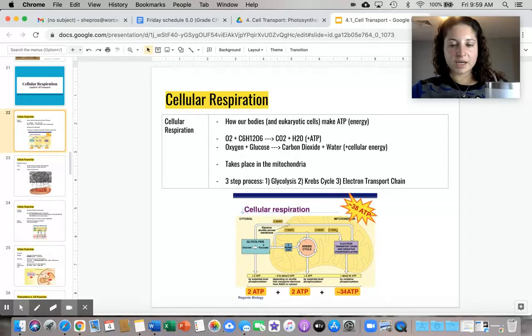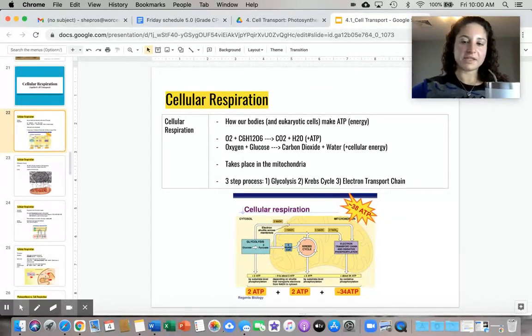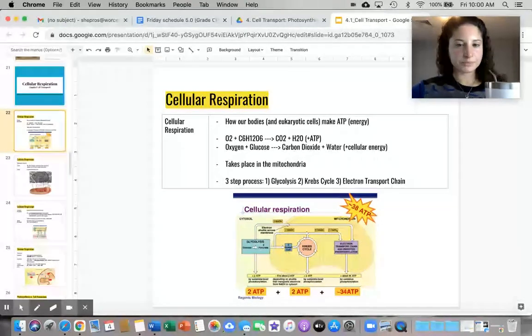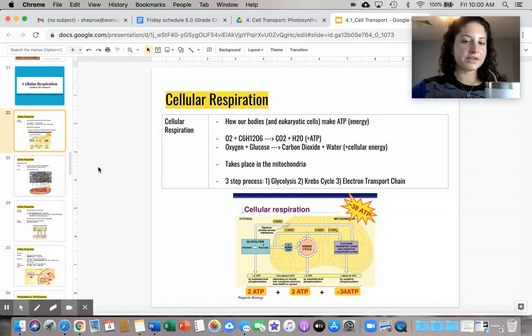Something to note here is that through the entire process of cellular respiration, we are making about 38 ATPs for every cycle of cell respiration. So for every molecule of glucose, we're able to make 38 ATP molecules. Or I believe every 6 molecules of glucose. I'm sorry. Every 6 molecules of glucose, we're making 38 ATP molecules.